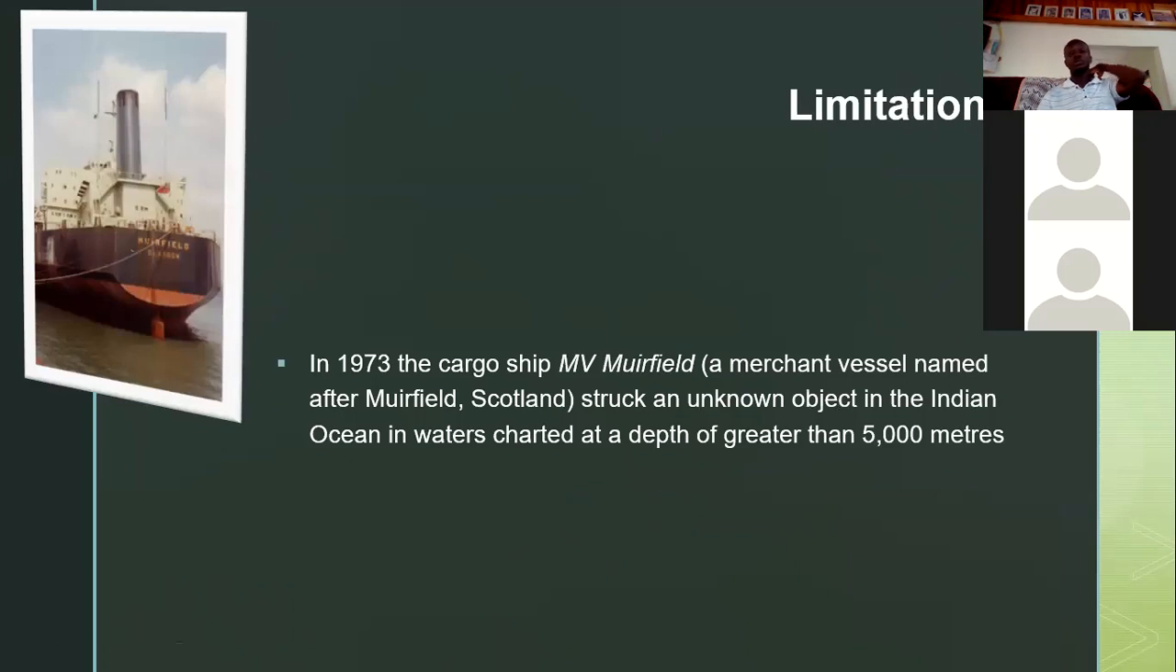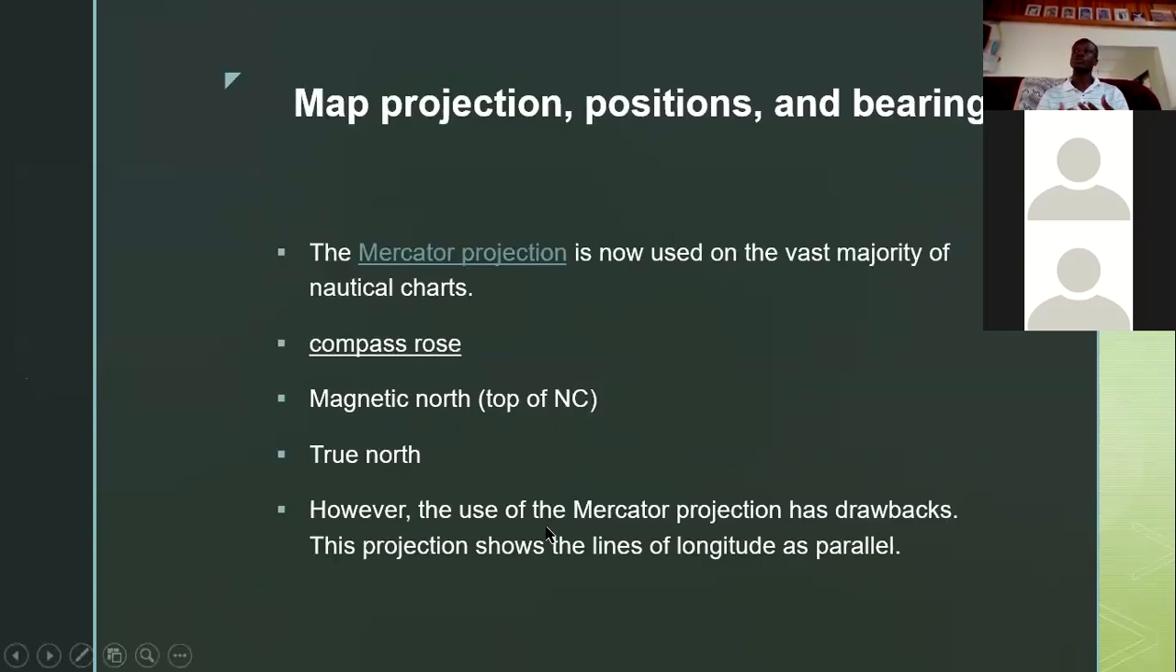As these vessels approach land, we could run into obstacles. That's the very reason why we need to map. There's a story of a vessel, MV Merfields, that struck an unknown object in the Indian Ocean, in waters that were charted at a depth greater than 5,000 meters. So there's always going to be a challenge, even when you are mapping. You need to update your maps.